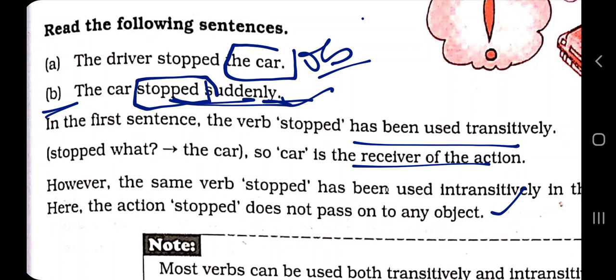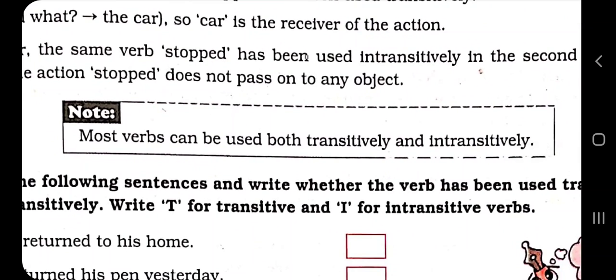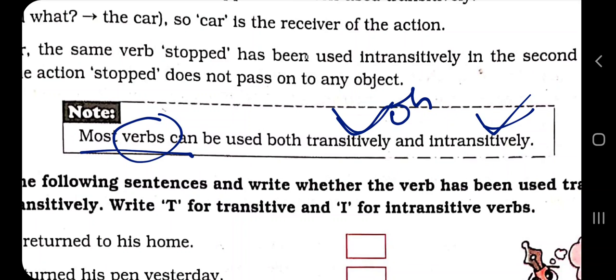There is no object here. After this verb, there is no object. An object has to be a noun or pronoun or noun phrase. But here there is no noun, pronoun or noun phrase. Suddenly is what? Adverb. Right? Because it is telling more about the verb. How the car stopped. It stopped suddenly. However, okay. So next is, most verbs can be used both transitively and intransitively. Now see here. Most verbs can be used both ways. If it is followed by an object, it is transitive. If there is no object, then it is intransitive.